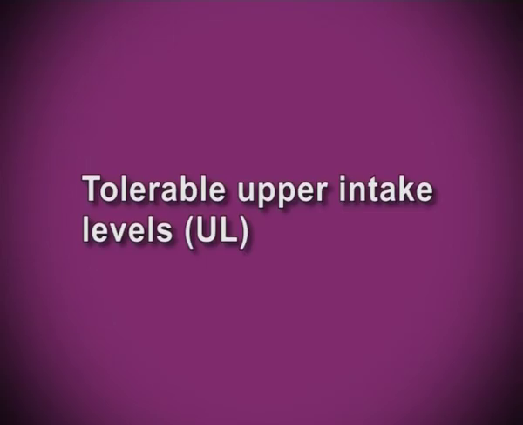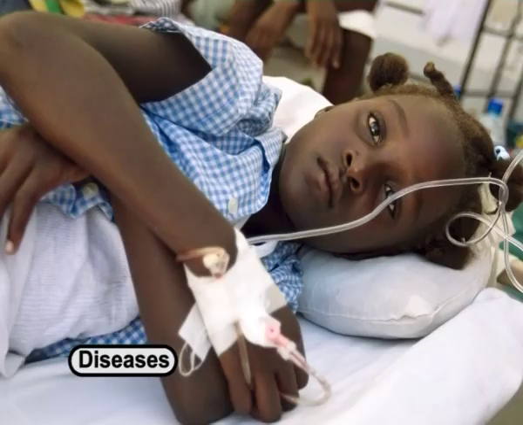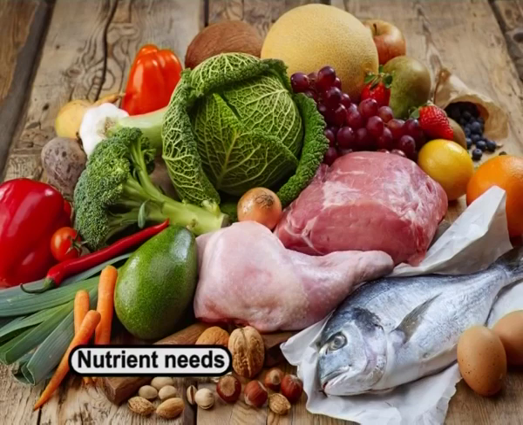The next unit is tolerable upper intake levels, or UL. It is the maximum intake of a nutrient that is not associated with adverse side effects in most individuals of the healthy population. Overall, these recommendations apply to healthy people and may not be appropriate for people with diseases who have altered nutrient needs. Care should be taken to consider country-specific recommendations while deciding the nutrient requirements.